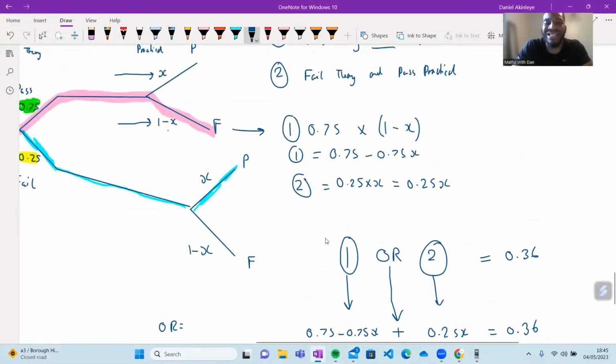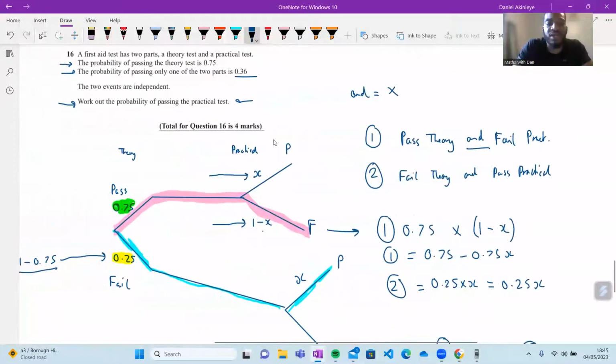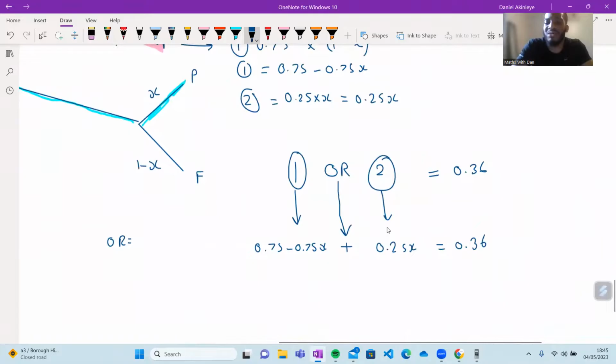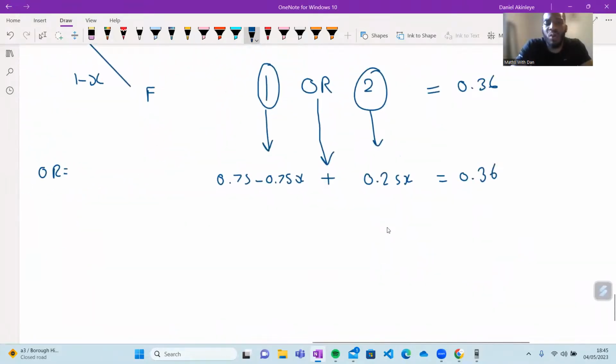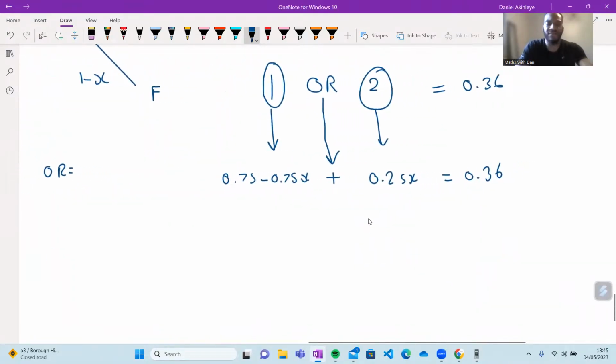Now remember what x is. x is our probability of us passing the practical, which is what they want us to do. So we just need to solve this equation in terms of x and we're done. Now when we get here, it's easy. Yeah? So let's look. What do we have? I've got minus 0.75x plus 0.25x. I could combine those two to give me minus 0.5x. And then I still have this on the other side.